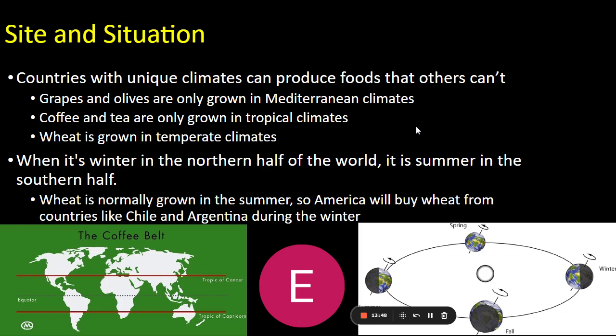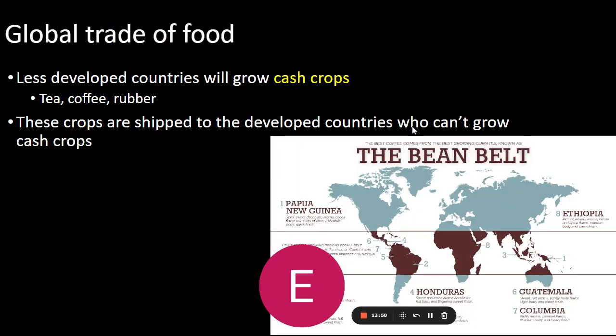Globalization again. Okay, global trade of food. Less developed countries will grow cash crops. What does that mean, Dr. Scoggins? Well, I think a cash crop would be a crop you have for cash. Yes, you sell the crop for cash. So these would be things you don't consume, like tea, coffee, and rubber.